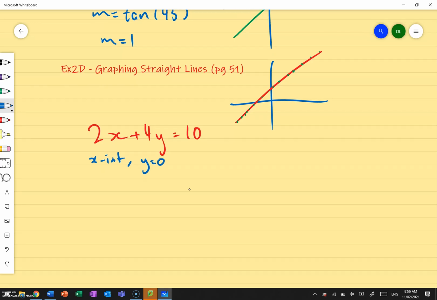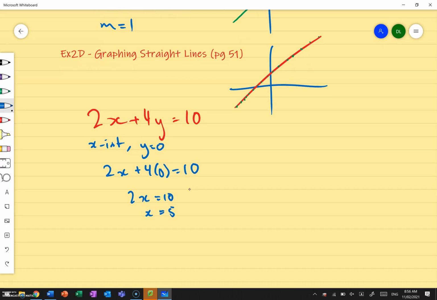Easy. So the x-intercept gives me 2x plus 4(0) equals 10. I'm just substituting y equals 0, and that gives me 2x equals 10, and thus x equals 5. Now, what is the actual coordinate? It's not x equals 5. That is not a coordinate. It's (5, 0). Easy. If you wrote x equals 5, that's actually a line itself.